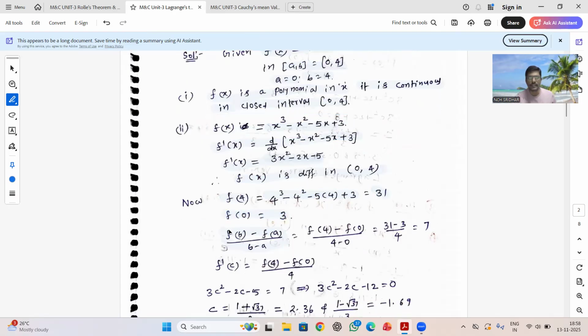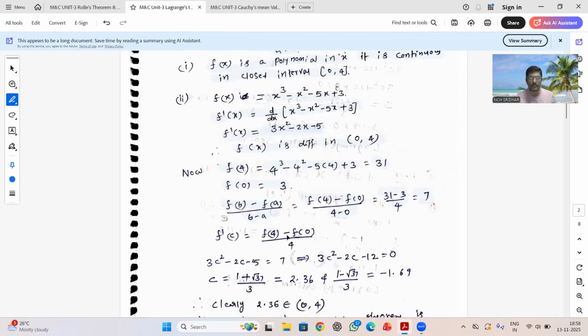Okay. Now we are finding (f(b) − f(a))/(b − a), that is equal to (f(4) − f(0))/(4 − 0). Already we have found that f(4) is 31 and f(0) is 3. Therefore (31 − 3)/4 is equal to 7. This is the value of (f(b) − f(a))/(b − a).